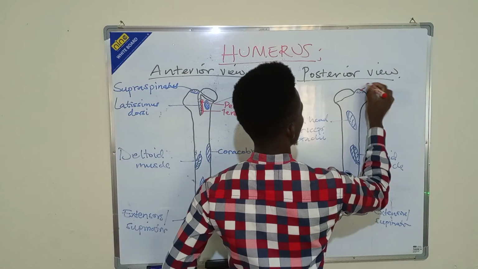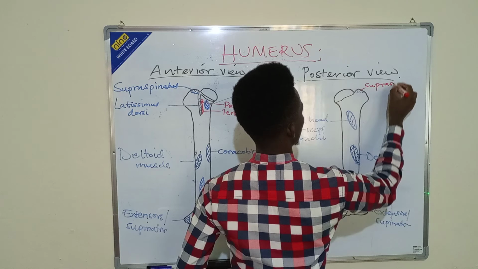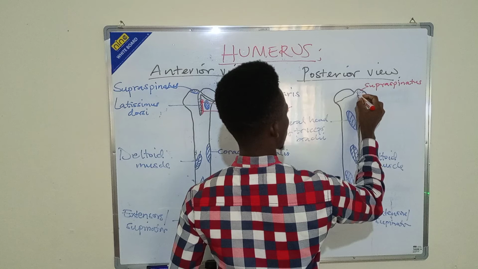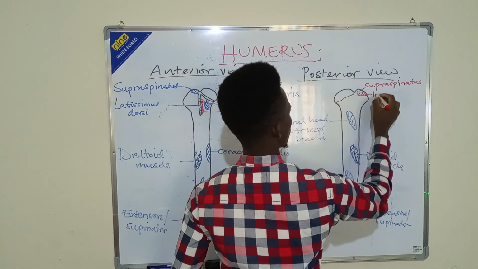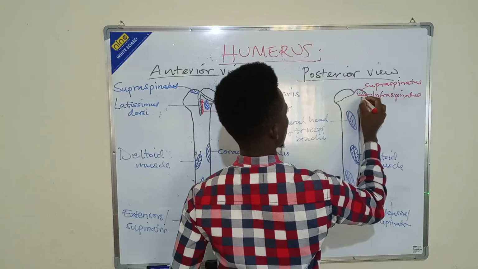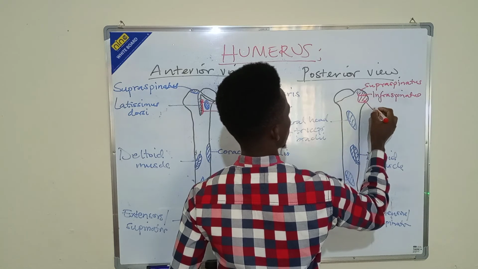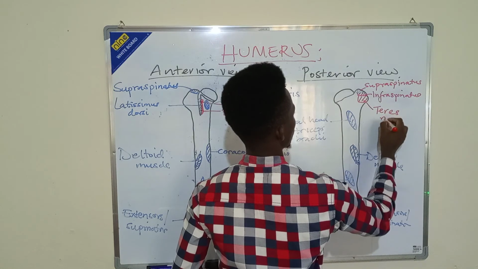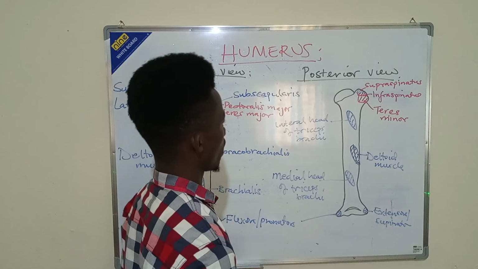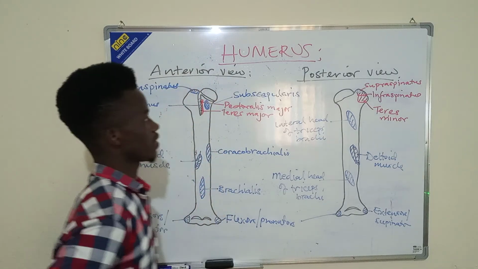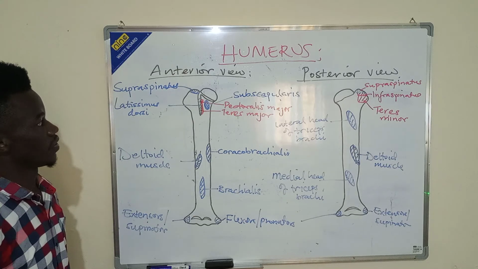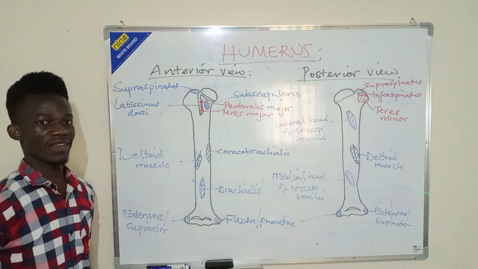Then up here we have the major muscles, that is supraspinatus. From the supraspinous fossa, down here, immediately below it, we have the infraspinatus. Then below the infraspinatus, we have teres minor, all making their point of insertion there. So I think these are some of the muscles that make attachment or make origin from this bone known as the humerus.